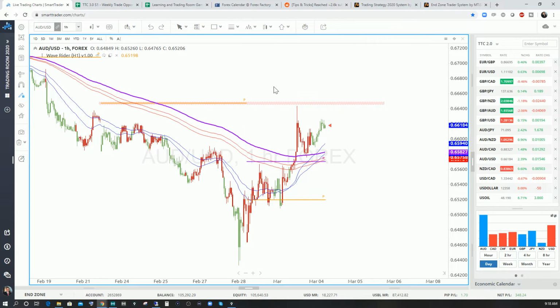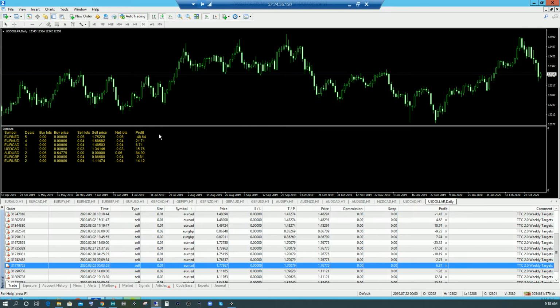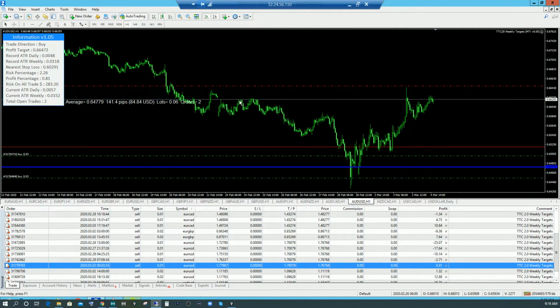Listen here. I think one of the traders, Mike, said he got the heck out of Dodge. Mike, I'm not sure which currency pair that was, but this one right here is offering us that right now. Let's take a look here. Aussie USD. This is the one right here. You see how close we came to that target.